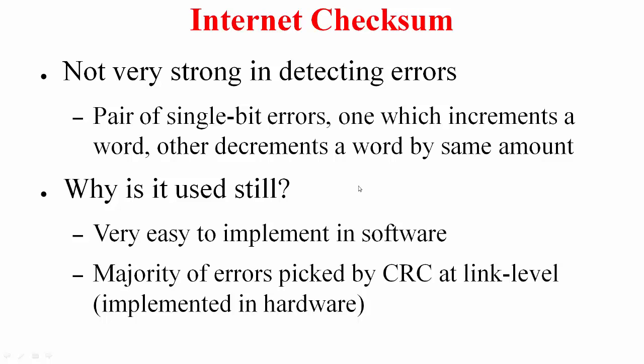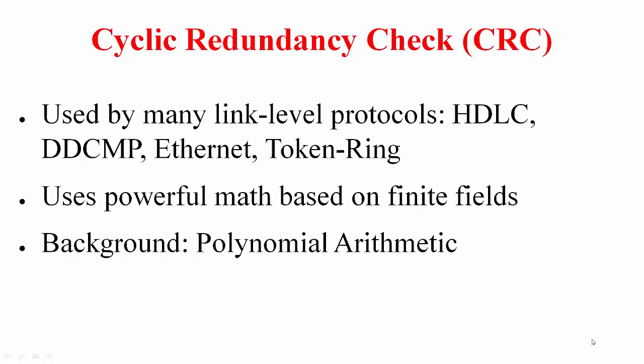Then given that it is so, it can't even detect 2-bit errors, why is it still used? For one, it is very easy to implement in software and it can detect some errors, but more importantly, the majority of the errors are picked up at the link layer, the data link layer, where CRC is implemented, and CRC is a very sophisticated error detection mechanism. So all you need to capture are some residual errors, which this does fine.